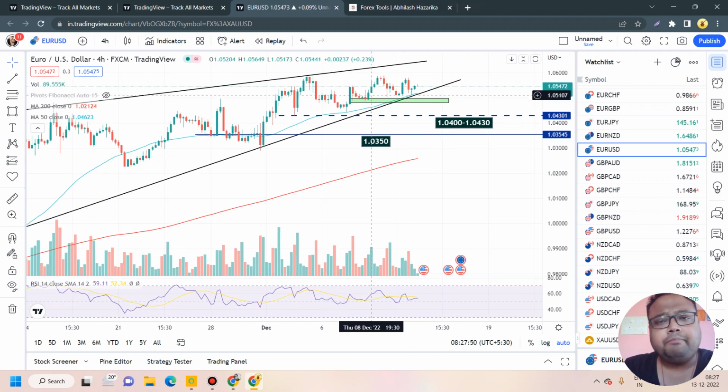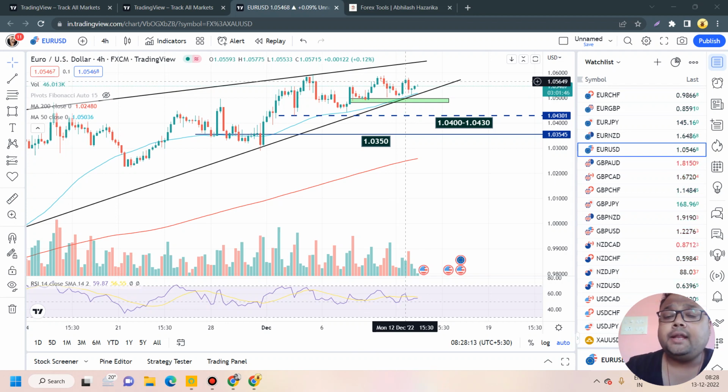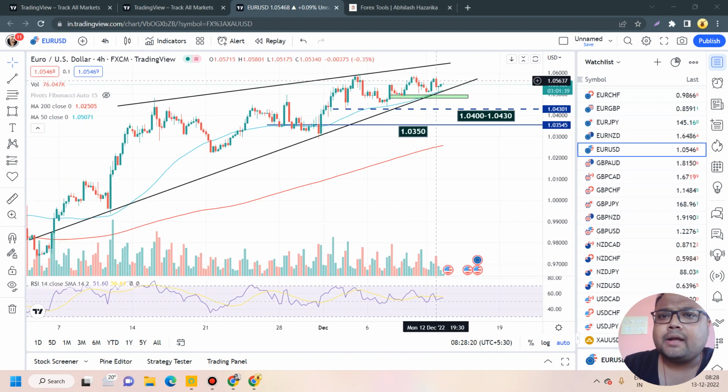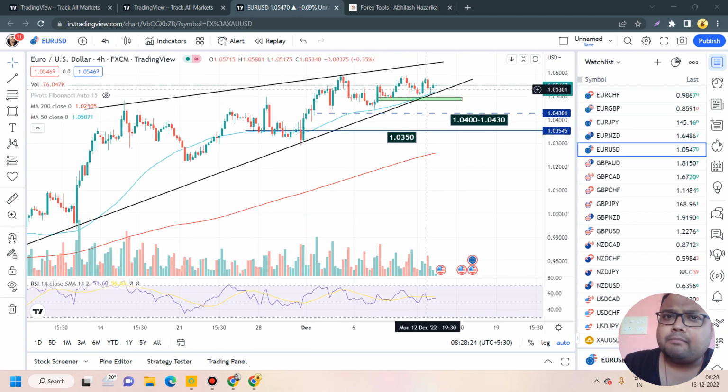Yesterday I mentioned in my video that if market starts falling, then observe the volatility of the market, because volatility of the market will play a big role. And we saw that as there was not much volatility, market took support on the trend line, on the 50 moving average, and market bounced.